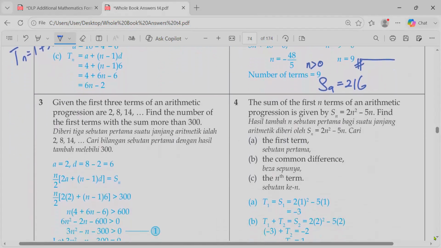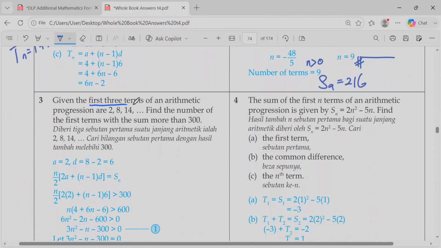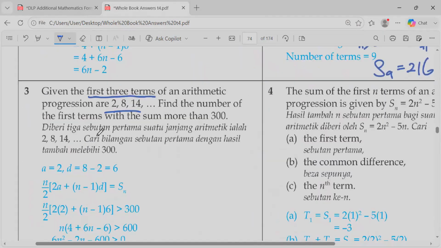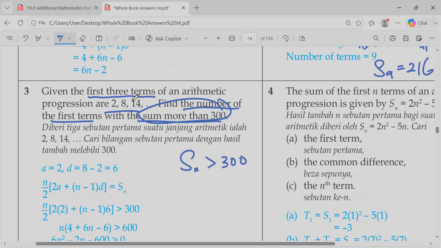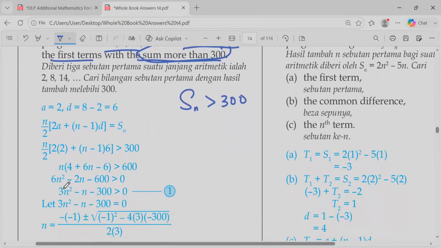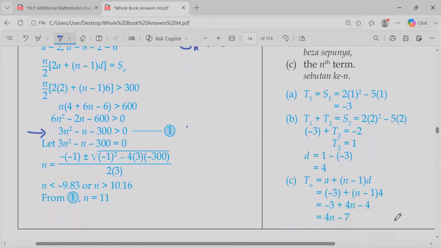Next. Look at the question, the first three terms, and find the number of the first terms with the sum more than 300. Just follow. So find out the A, find out the D. A is 2, D is 6. And then substitute the formula, inside A and 6, and then try to get n. From here, try to get the simplest form. And then using the formula, you get 2 answers.